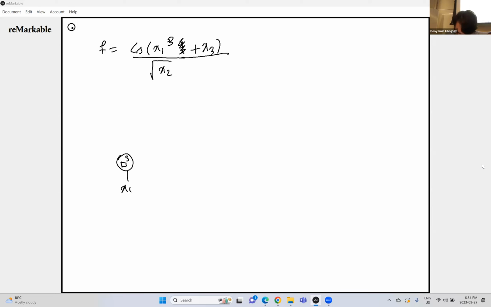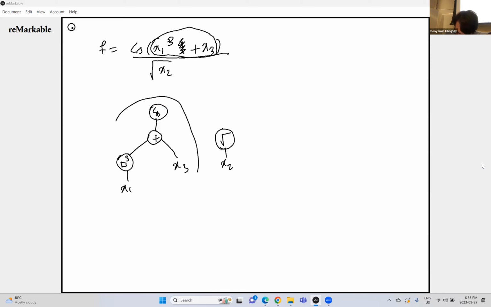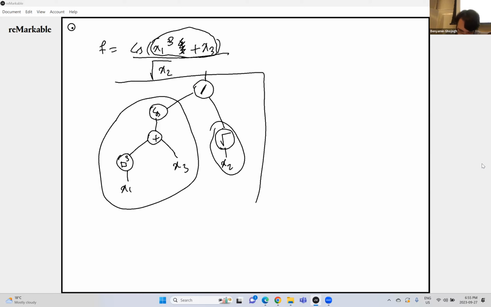Then the plus operator, and then I have x3. So far I have what is inside the parentheses. Then I give it to the cosine operator. On the other hand, in the denominator, I have x2 with the square root operator. So this is the numerator, this is the denominator. Then I can combine them by the division operator, right? So this is the whole function f.